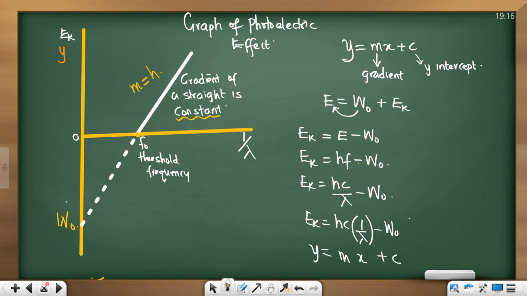You see my C is not changing. My Y is not changing. What has changed? My M. What is my M now? HC. Oh, by the way, what is H? Planck's constant. What is C? Speed of light, which is also a constant.